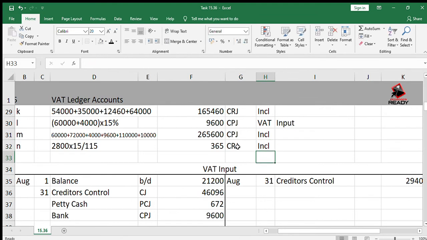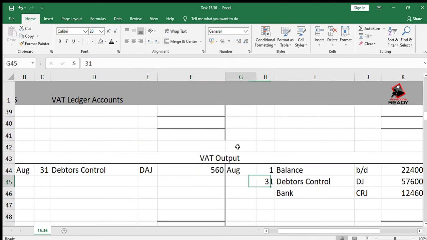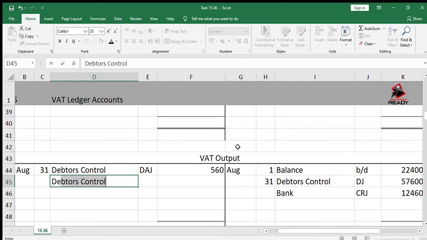Now discount allowed. This is discount which is given to our debtors. And when we sell goods to our debtors, we regard the VAT on the sales as VAT output. Now this is negative output. So instead of going to the credit side of the output account, it's actually going to go to the debit side of the output account. Now details will be debtors control, but if you want, in brackets you can say discount allowed so that you know where you're getting it from.